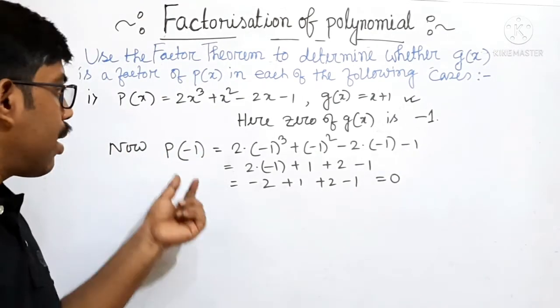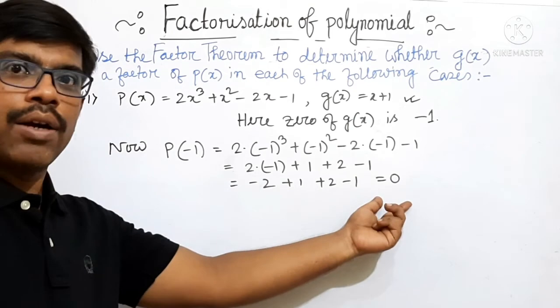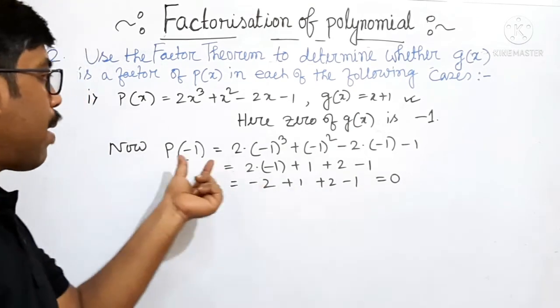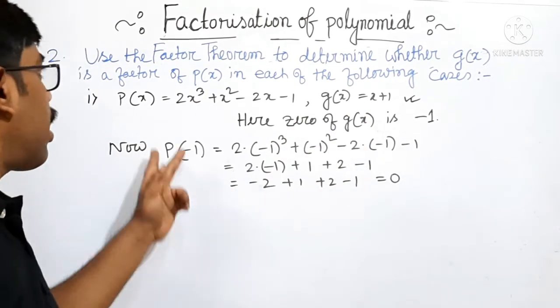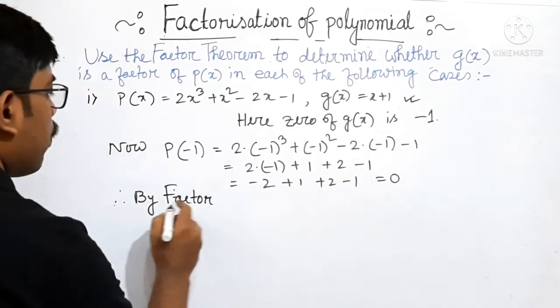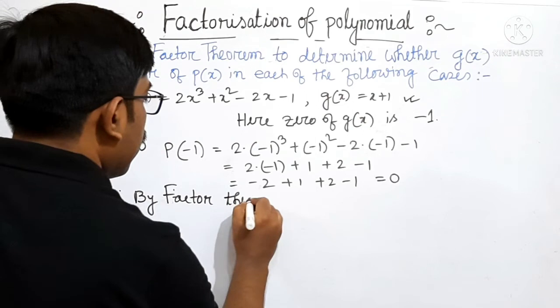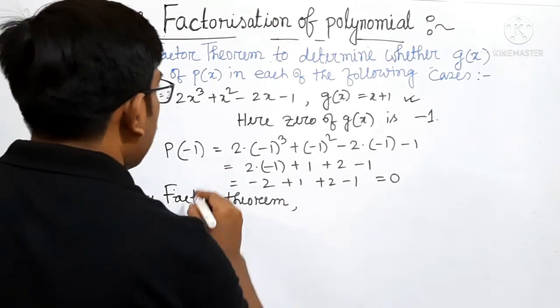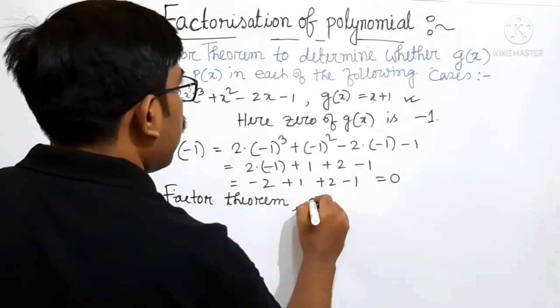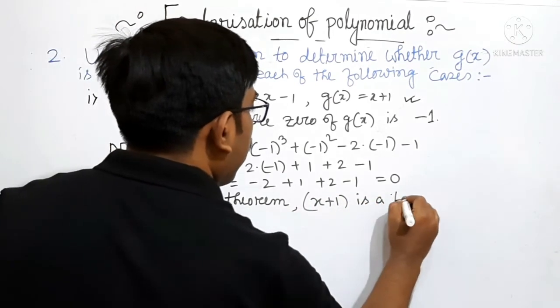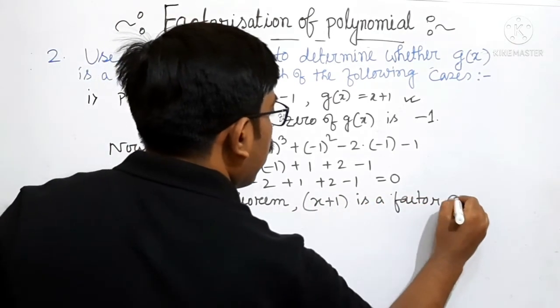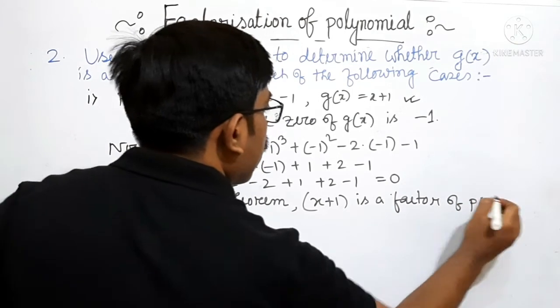So we get P(a) is equal to 0 according to the factor theorem. Here P(a) is equal to 0, then obviously x plus 1 is a factor of that polynomial. Therefore, by factor theorem, x plus 1 is a factor of p(x).